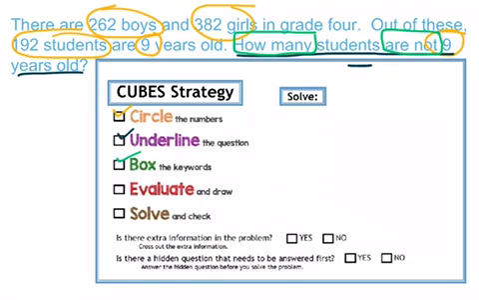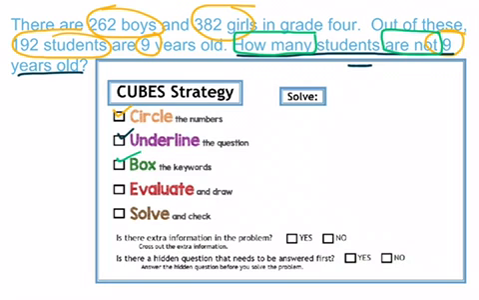All right, the next one we're going to evaluate and draw. But first we're going to look at the questions down below. So the first one says, is there extra information in the problem? And cross out the extra information.